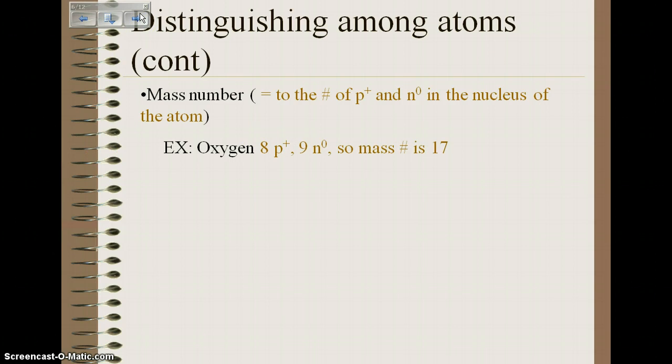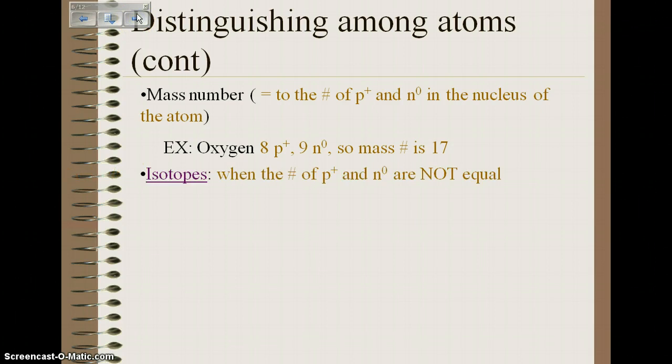So let's take a look at this example. Oxygen has 8 protons. This oxygen atom also has 9 neutrons. So its mass number is 17. Simple. Add the number of protons with the number of neutrons and you will get its mass number.